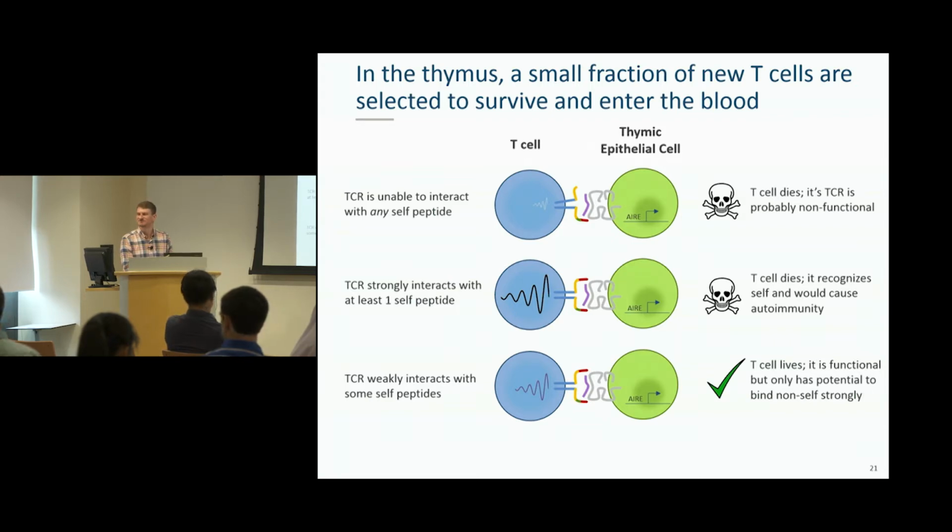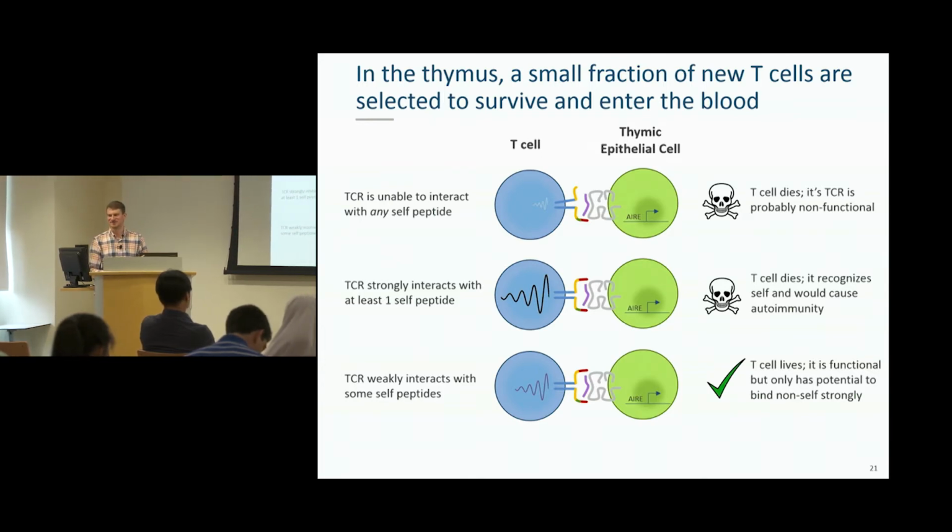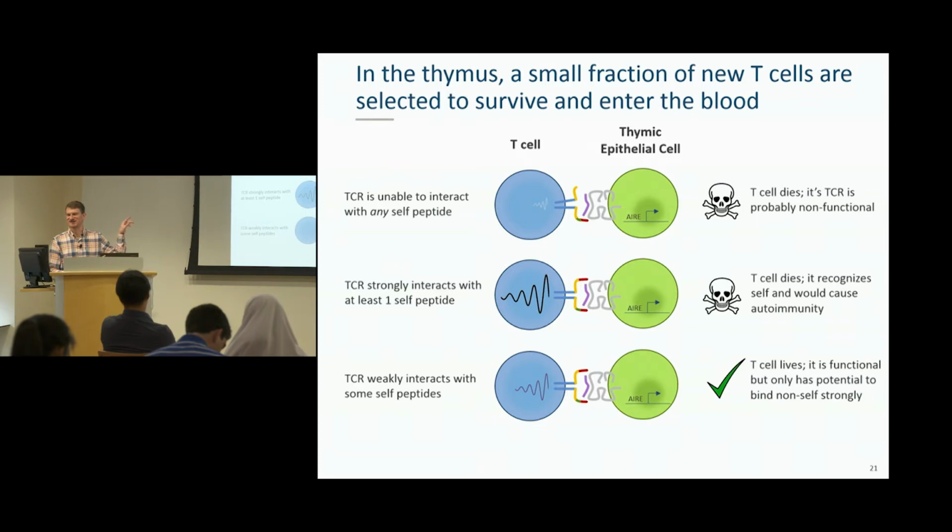And these epithelial cells make all the splice forms of all? So in theory, if you read your textbook, they're making everything. In reality, this process is not 100%, and there are gaps. This is called central tolerance. There's another line of defense called peripheral tolerance, which makes up for any gaps that occur here.